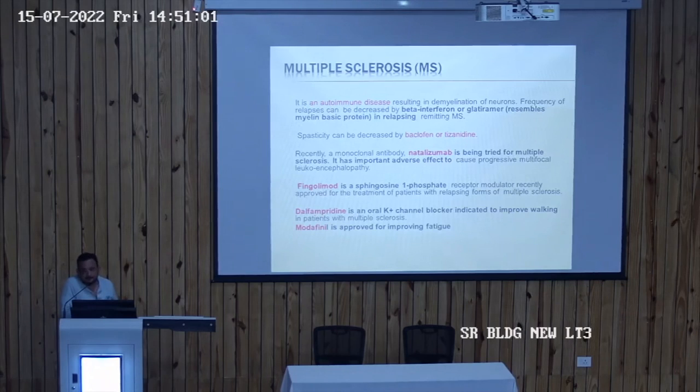ठीक है? This is all about neurodegenerative diseases. I've tried to make it simple and understandable. आया कुछ समझ में किसी के? ठीक है? बेसिक्स पता होने चाहिए आपको. इतना भी लिख दोगे तो बहुत है एग्जाम के लिए.